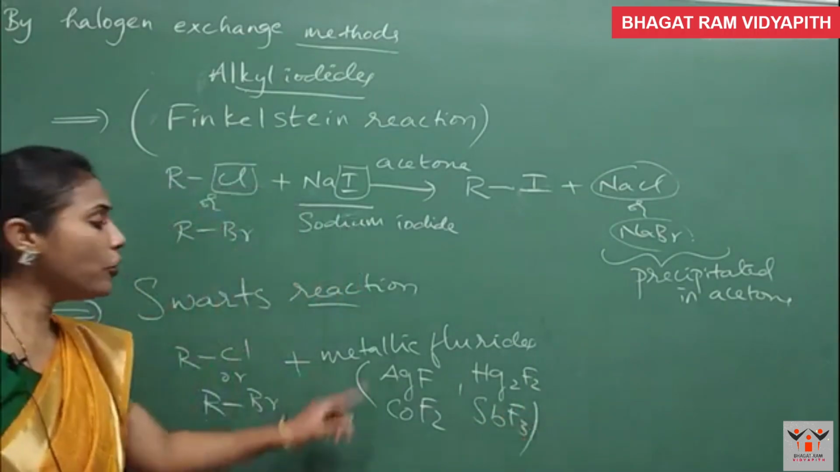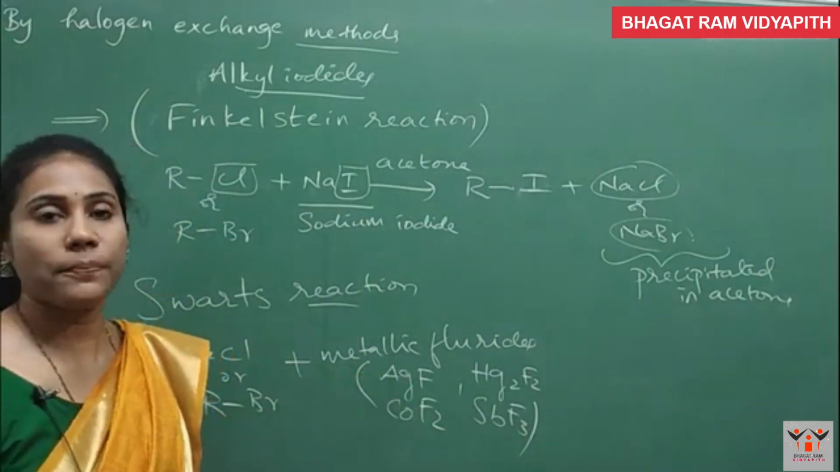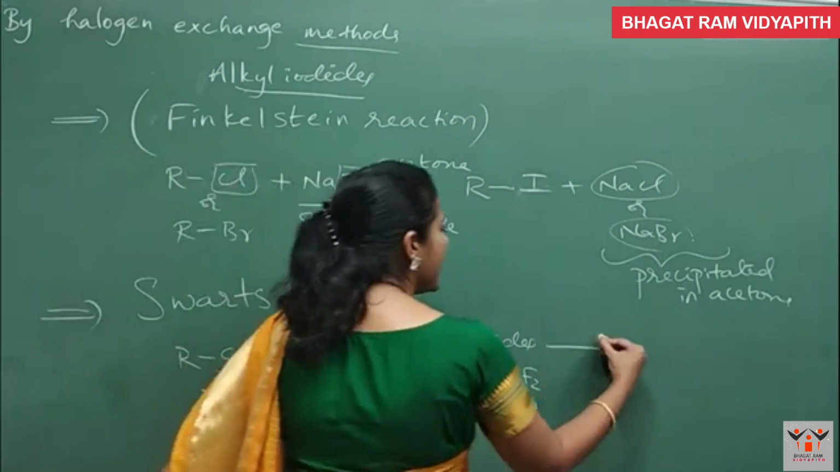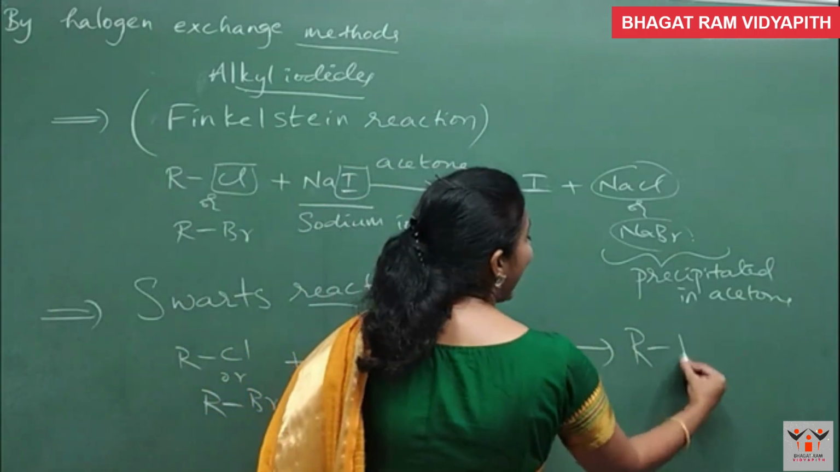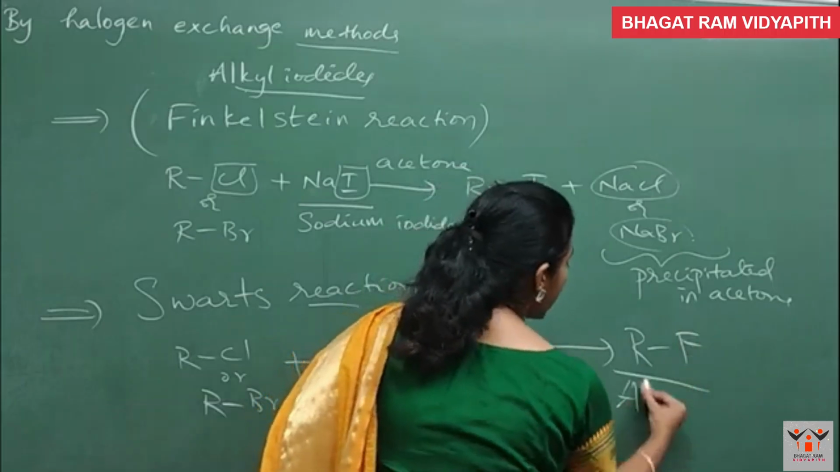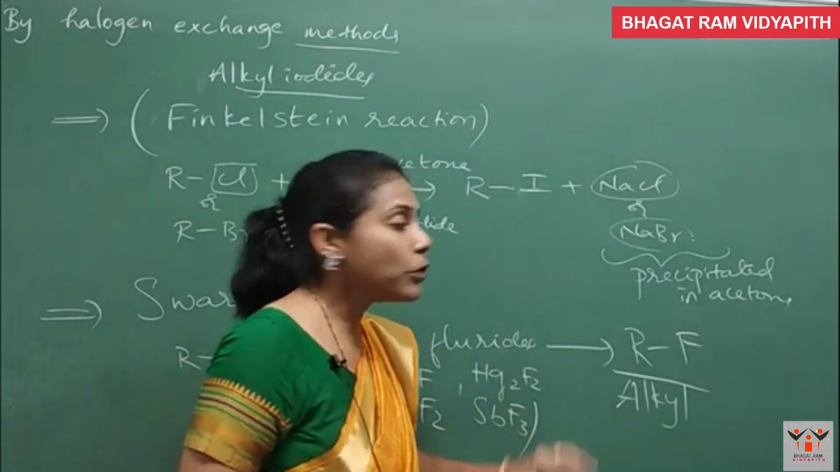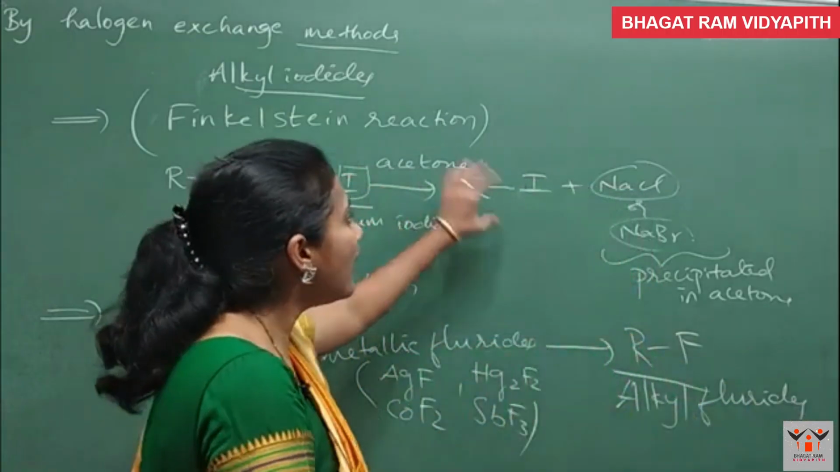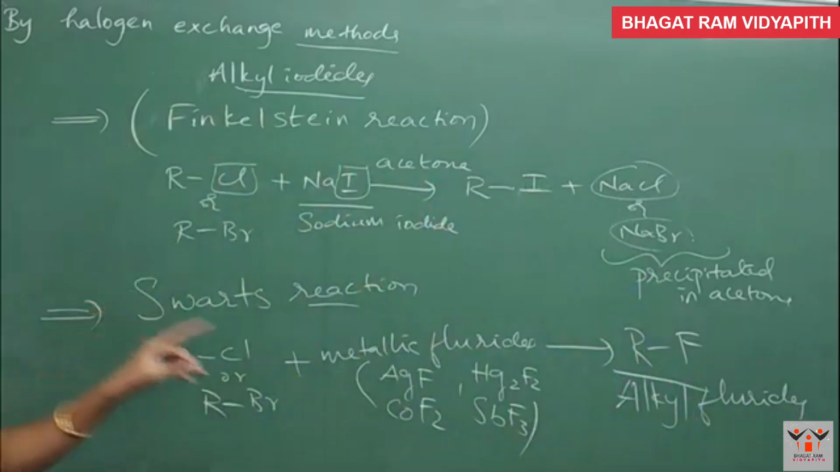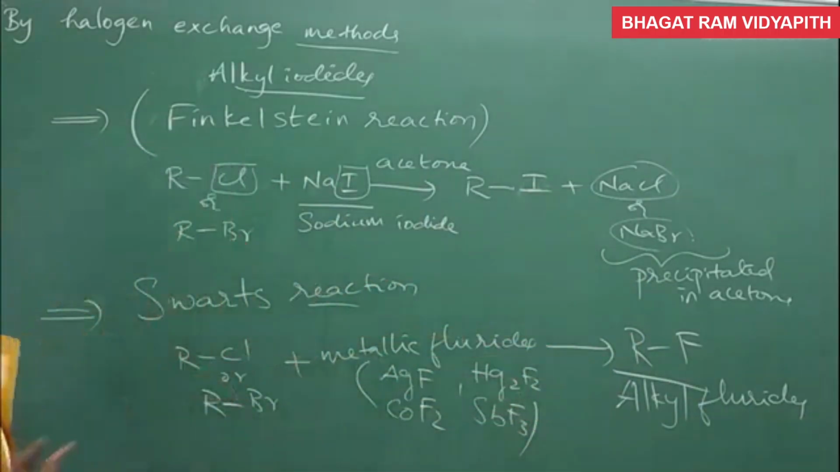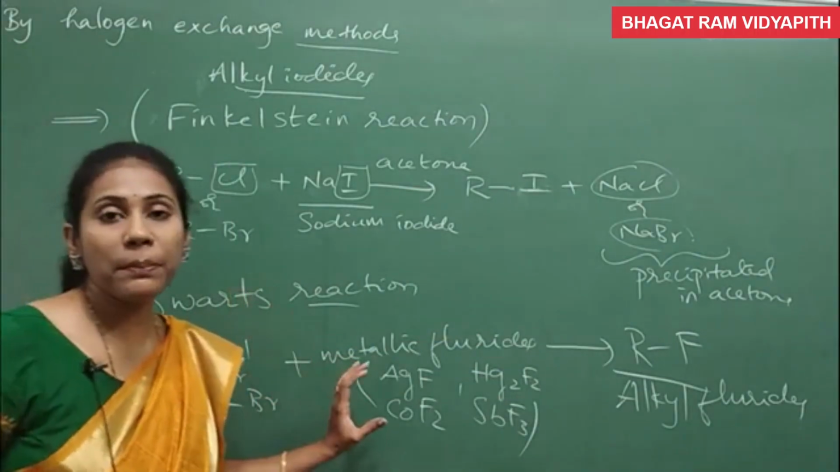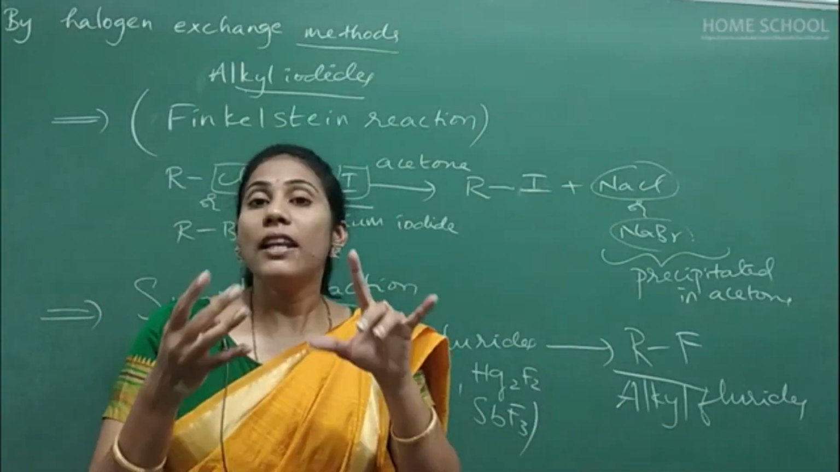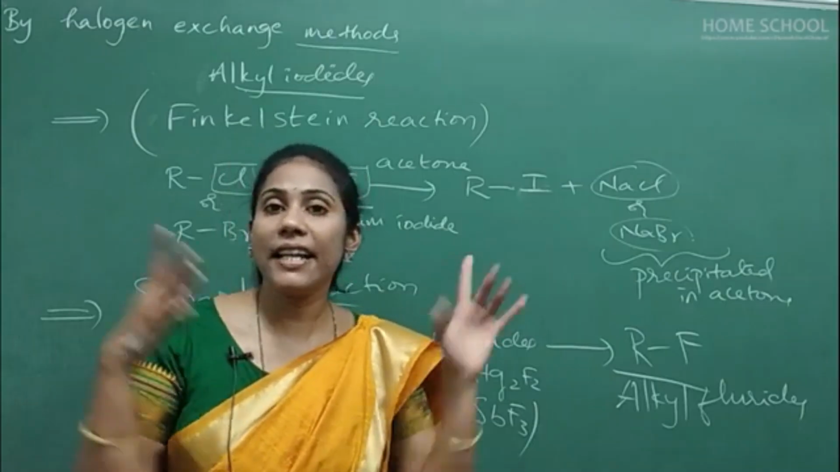These are the most commonly used metallic fluorides. On using these metallic fluorides, the Cl or Br, whatever is there, gets replaced by fluorine and you will get RF, alkyl fluorides. So this is an exclusive reaction to prepare alkyl fluorides. To prepare alkyl iodides, it is the Finkelstein reaction, and to prepare alkyl fluorides, it is the Swarts reaction. So these are the different preparations of alkyl halides. We have learnt how to prepare from alcohols, from alkanes, alkenes and halogen exchange methods.